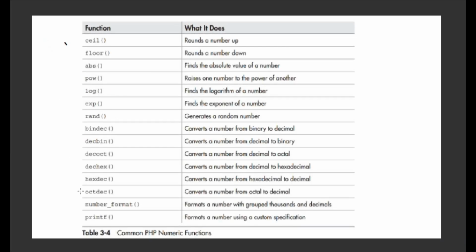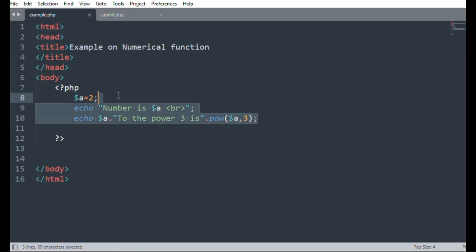Now the next function, log, finds the logarithm of a number. The exponent function finds the exponent of a number. The rand function generates a random number. I will show one funny example with this, that you can play as a small game with your friends.